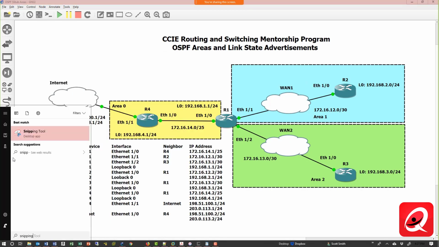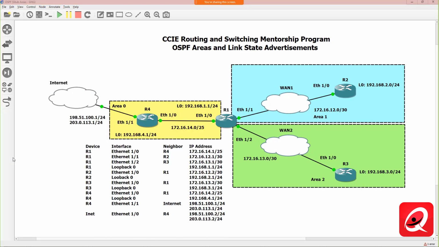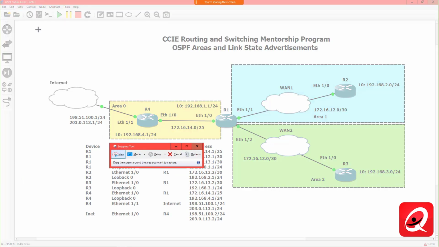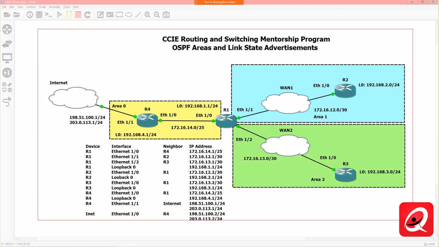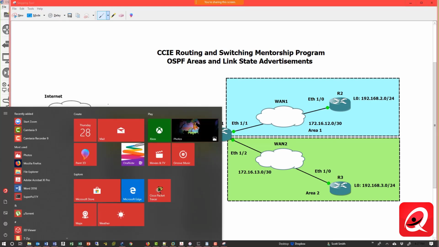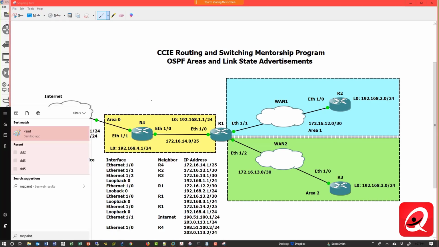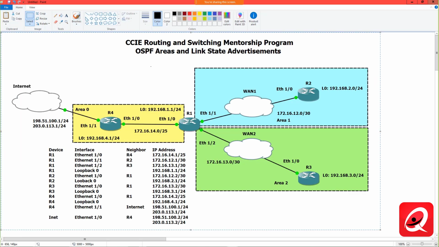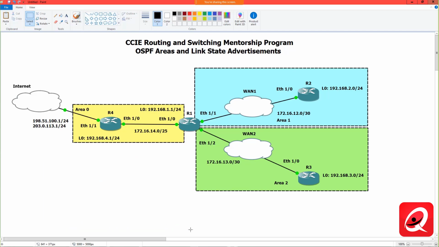I'm going to use this diagram as I go through a description of each of these LSA types to give you an idea of, number one, where these LSAs might be generated from. And number two, let me put this in Paint because I want to use my text tool here. Number two, what is the scope of those LSAs? Where will we see them? Are they intra-area? Are they inter-area? What do they describe? And so on.